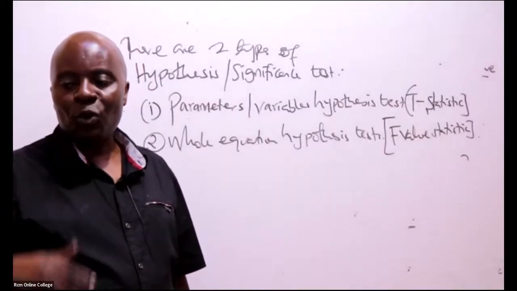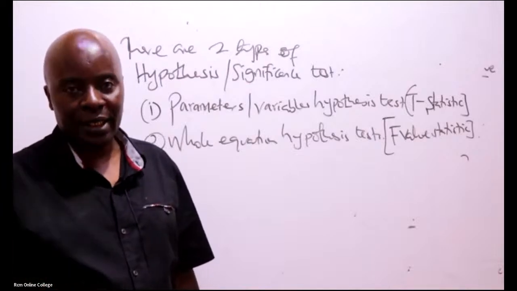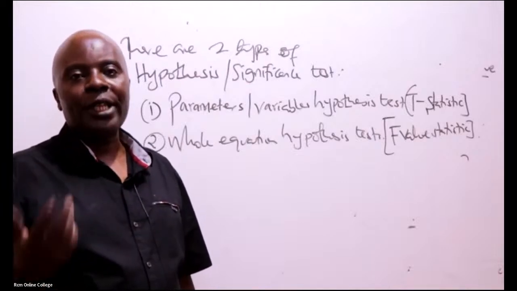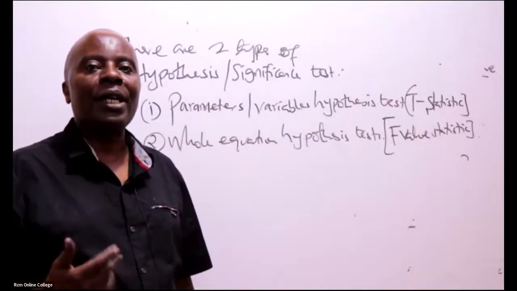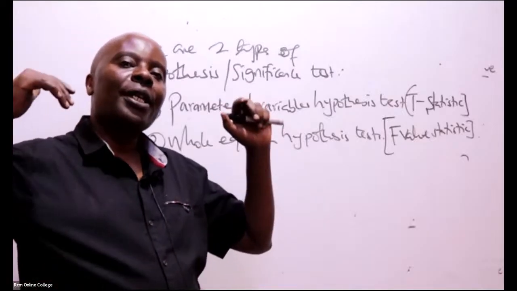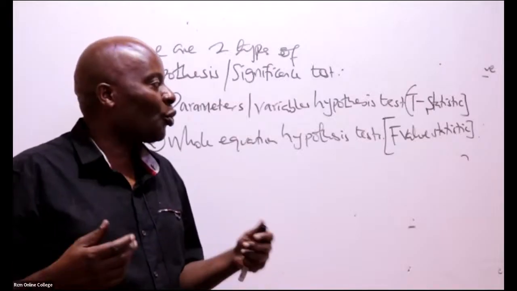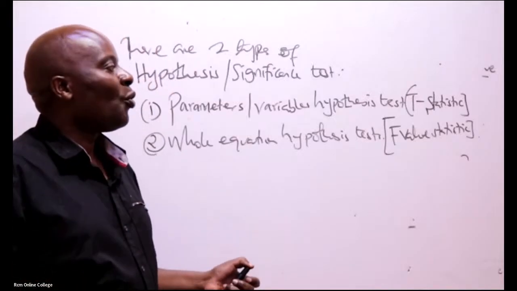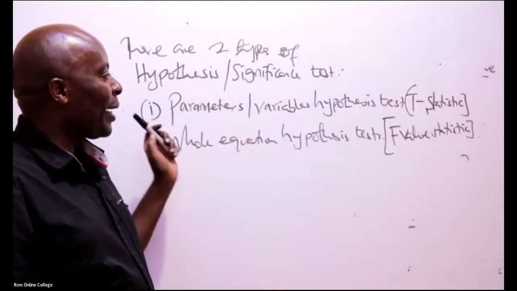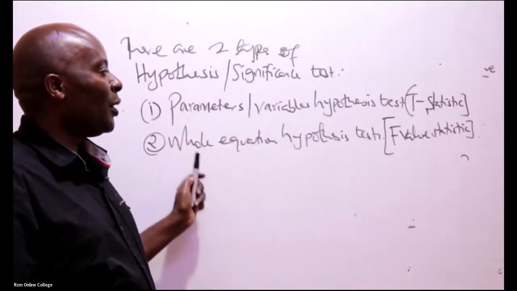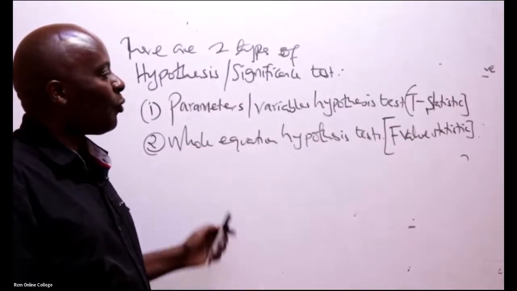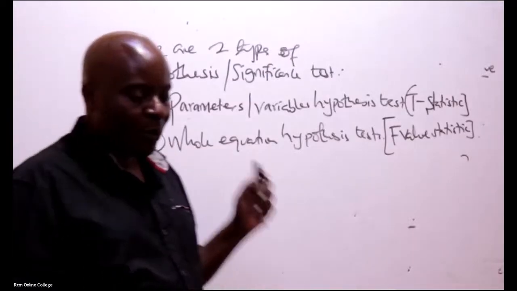So we have two types of hypotheses. Of course, the claim here is that our regression equation is working very well. But that is just a hypothesis. So there are two types of hypothesis tests: the parameters hypothesis and the whole equation hypothesis. So for number three.